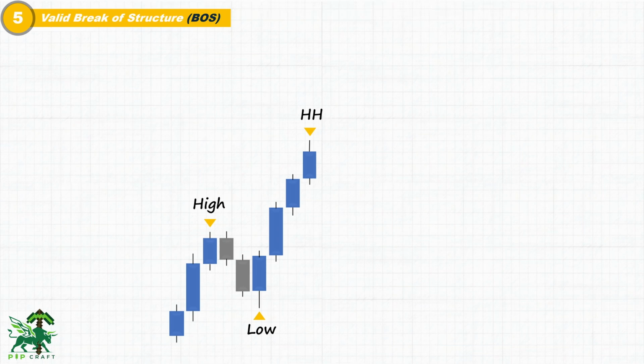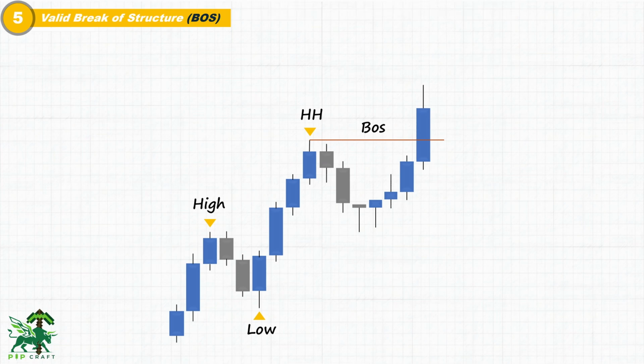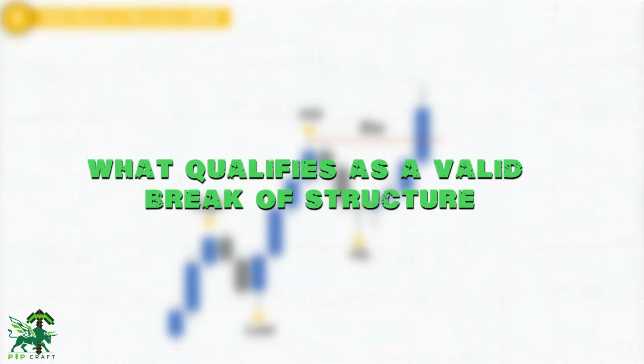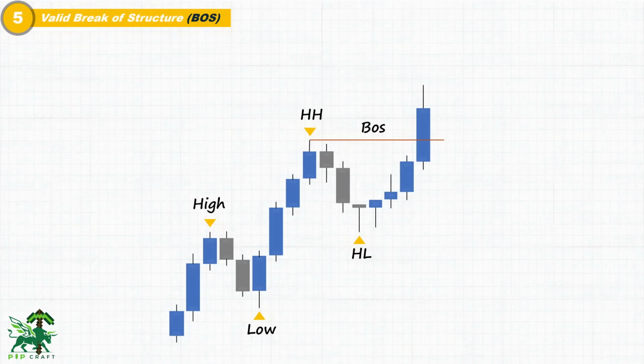Now, we have already mentioned several times that a break of structure signals trend continuation. Additionally, it allows us to pinpoint the recent swings. But what qualifies as a valid break of structure? A break of structure is only valid if there is a candle that clearly breaks and closes through the structure level. Although a wick above this high shows that buyers were able to push the price higher, it also shows an immediate rejection back inside the range.